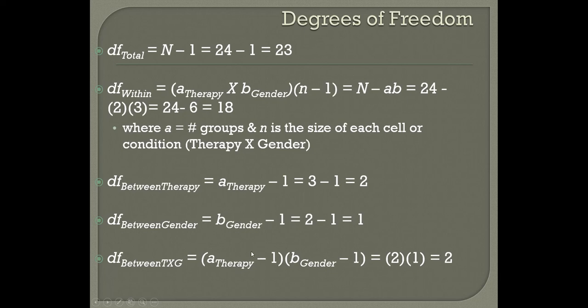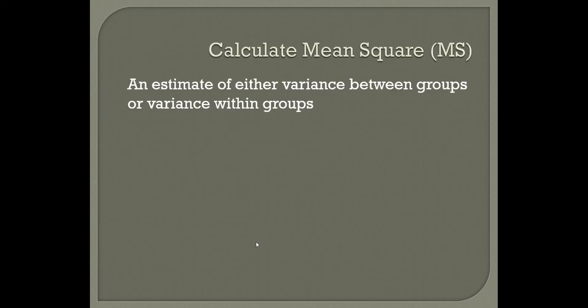And then for the interaction, we would just take the 2 degrees of freedom and multiply them by each other. The degrees of freedom for therapy and the degrees of freedom for gender multiplied together would give you 2 times 1, which is 2.